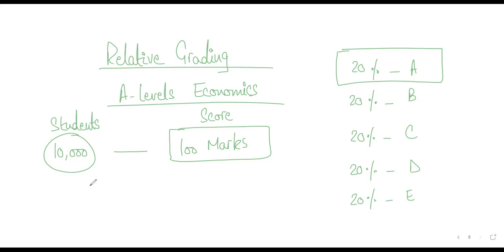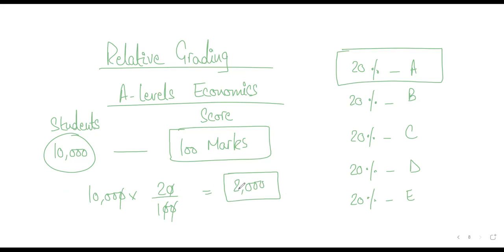2,000. So 10,000 of 2,000. So you have to be amongst the top 2,000 students who appeared in the A-levels economics exam to be able to get an A grade. Students, are you getting me? This is how relative grading works.